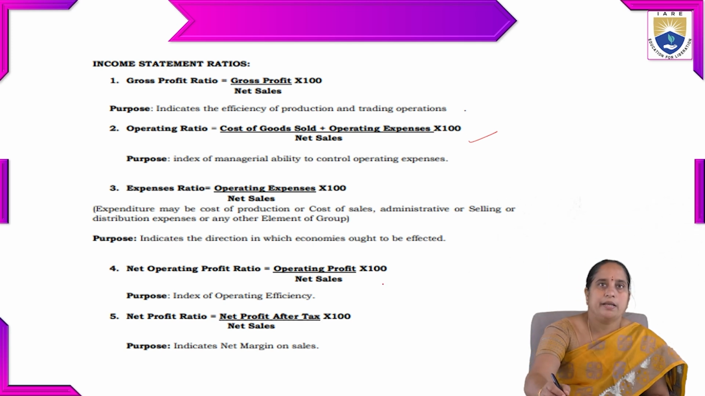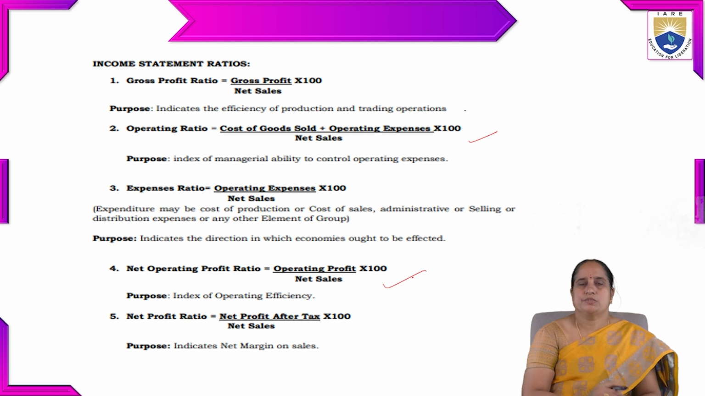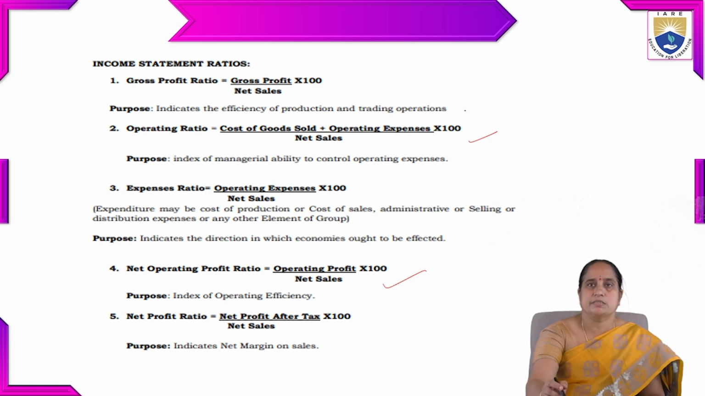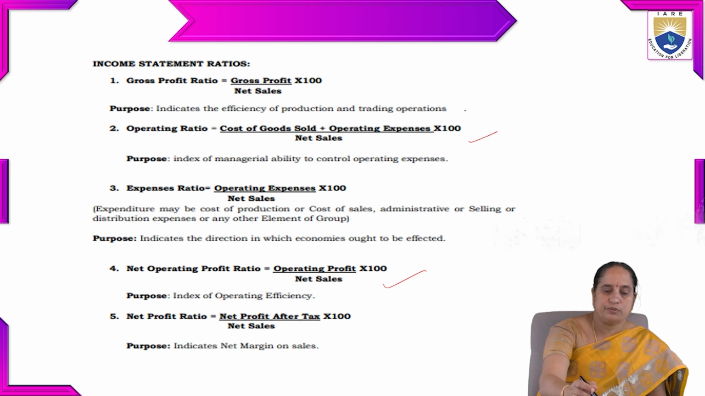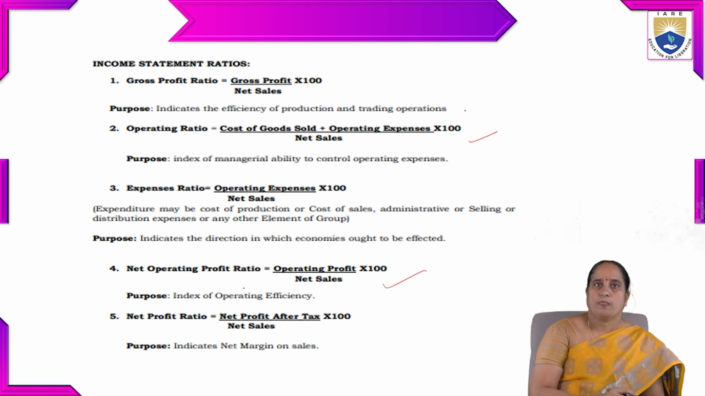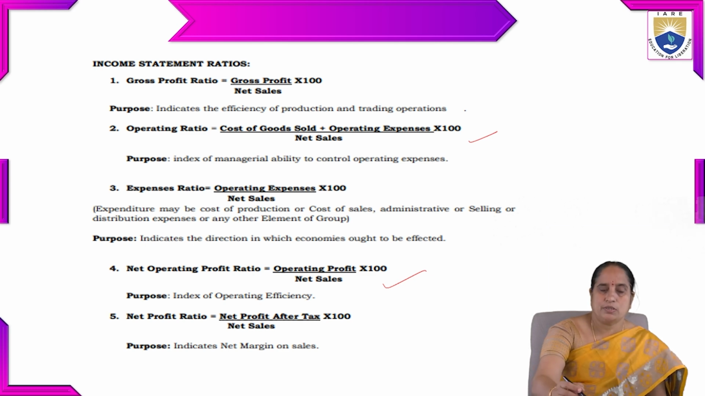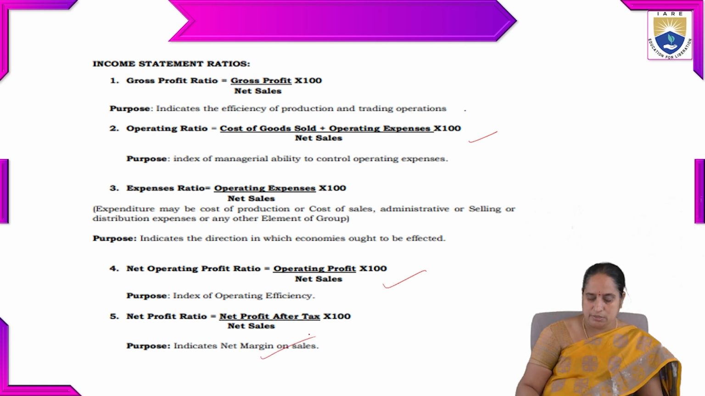The next, net operating profit ratio, can be calculated by the formula: operating profit divided by net sales into 100. The purpose of using this ratio is that it is an index of operating efficiency. And next one is net profit ratio, which is equal to net profit after tax divided by net sales into 100. With the help of this ratio, we can find out the net margin on sales.